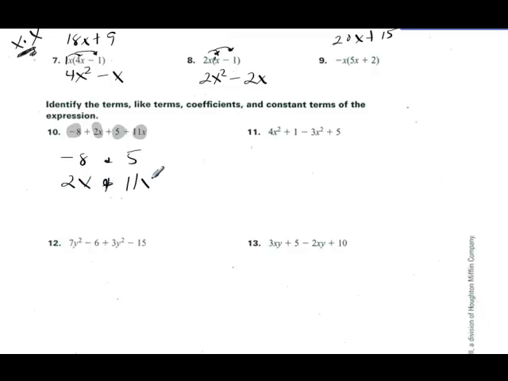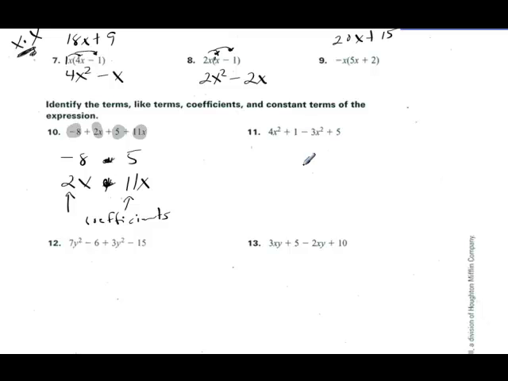Okay, and of course that's what allows us to combine them if we want. What are the coefficients now with these? 2 and 11. Okay, 2 and 11 are coefficients. We use coefficients when we add, subtract, multiply, and divide variables.